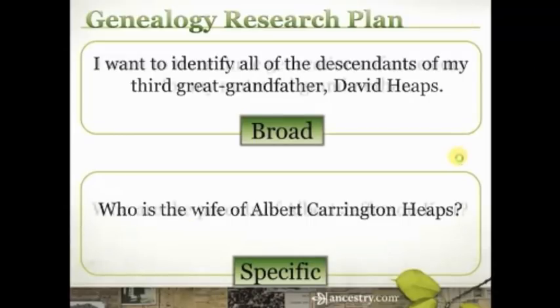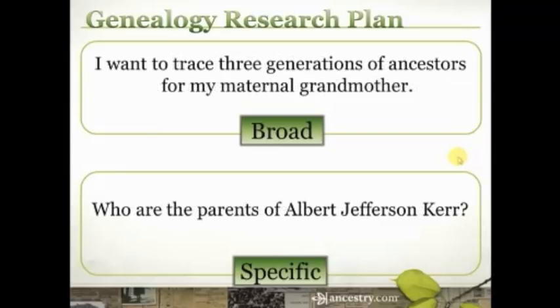Let me just share with you a couple of others so you get the idea about how this works, right? Maybe your broad goal is, I want to trace 3 generations of ancestors for my maternal grandmother. Okay. Now you'll notice I'm not saying I want to trace my family tree. I get emails like that all the time. I want to trace my family tree. How do I do it? Or can you do it? And that's a little too broad.